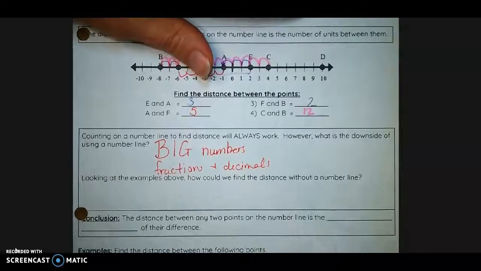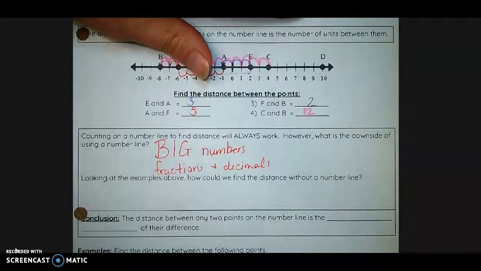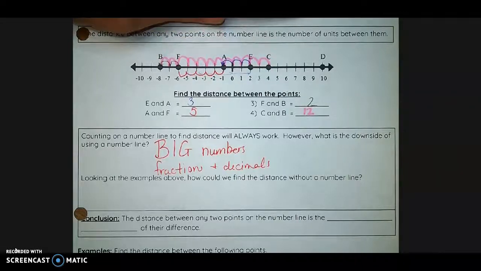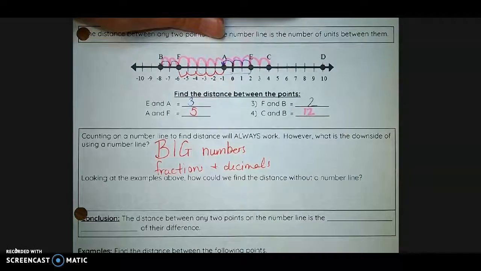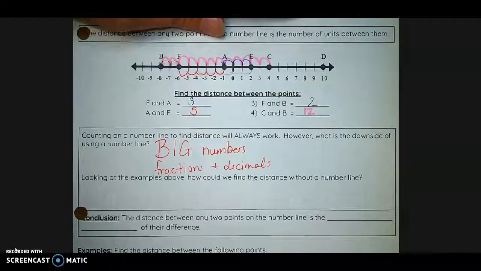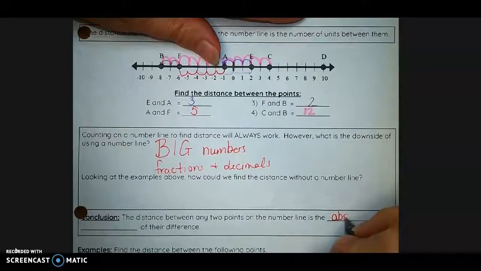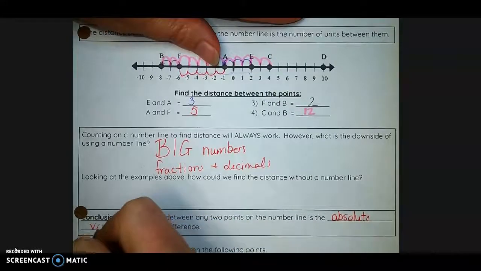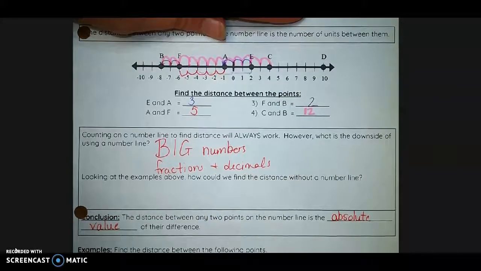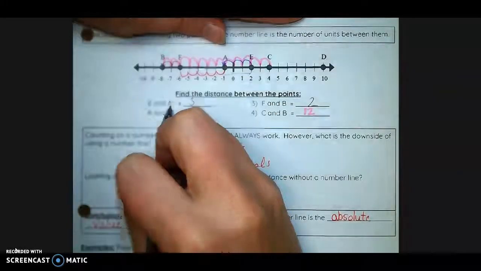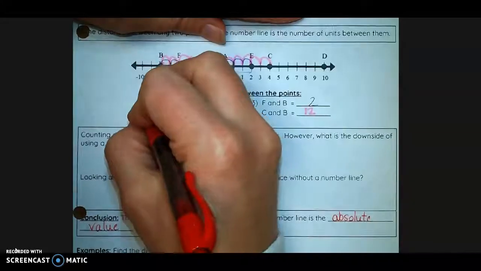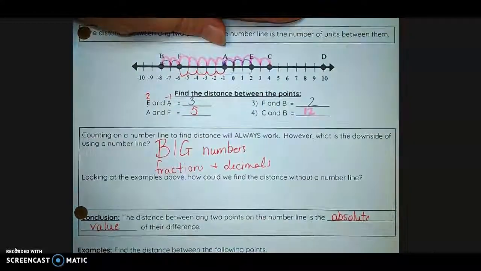So looking at these examples above, try to come up with another way. Pause this and think to yourself, what is another way that I could do this without the number line? So hopefully what you've come up with is that the distance between any 2 points on the number line is the absolute value of their difference.